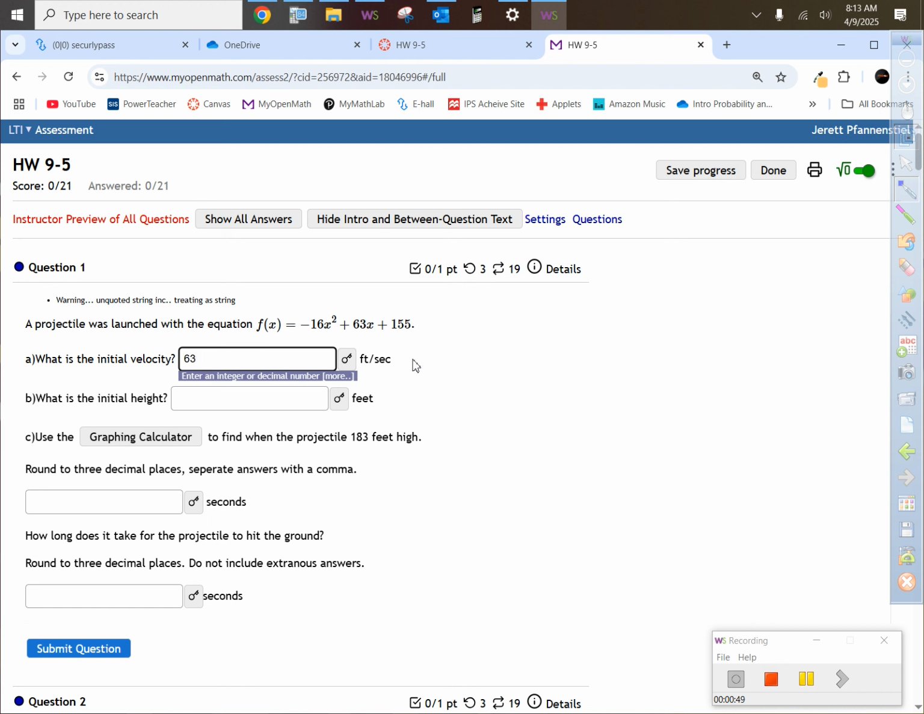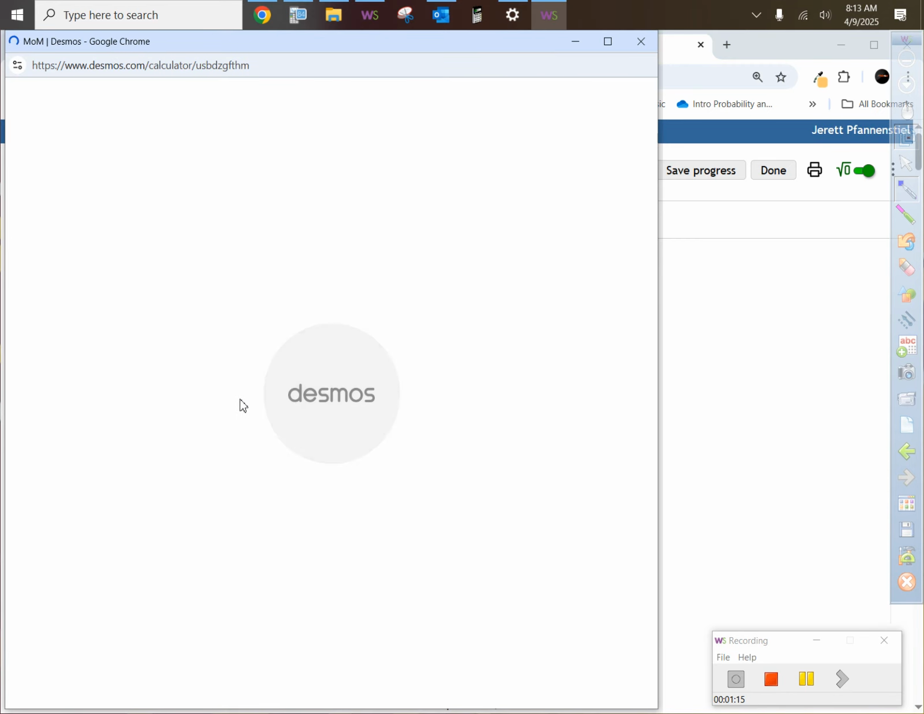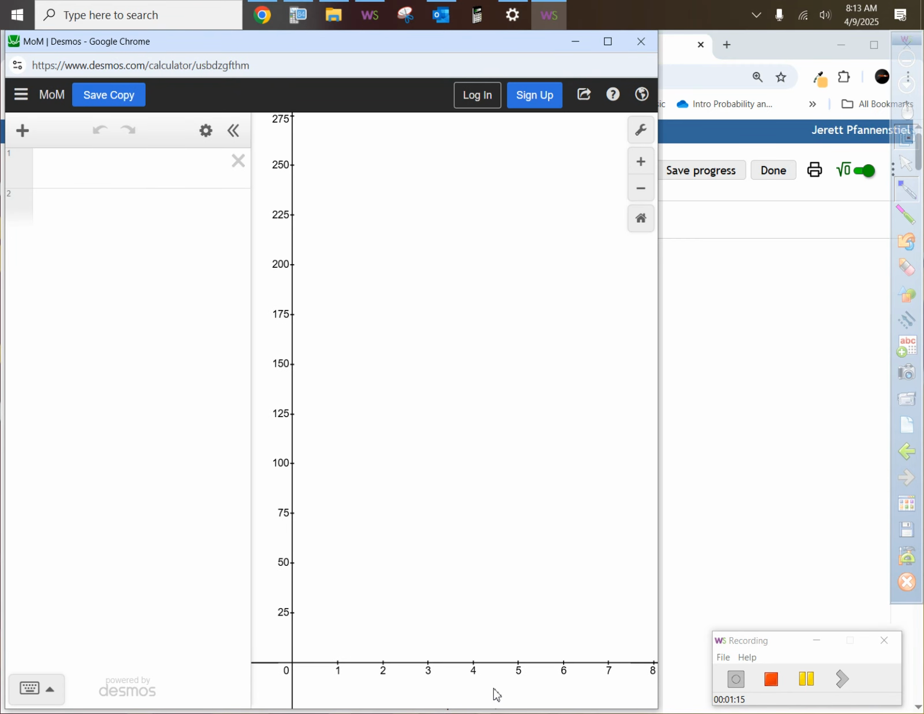We'll just kind of wait, because what is the initial height then on this bad boy? 155. But what we could do is algebra to solve for when the projectile, at 183 feet high, hit the ground. We could do that. We could also use this graphing calculator that I have programmed. So please hang with me, because I don't want you to mess up what's called the window of this. Do you see that I have already made the graph go from 0 to 8 and 0 to 275? I did all that work on the back end so you didn't have to figure it out.